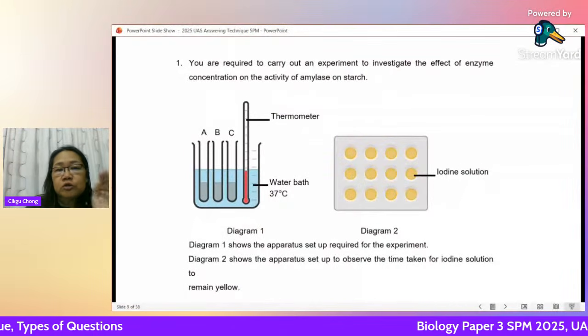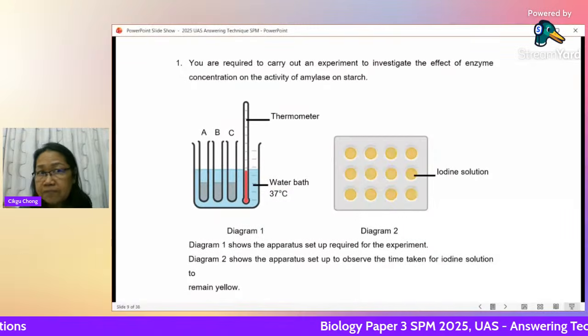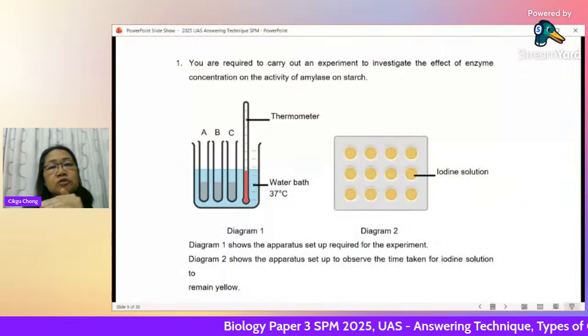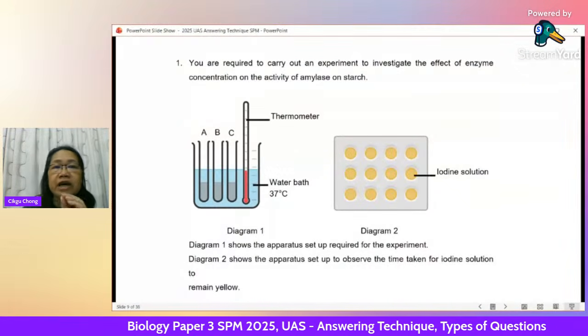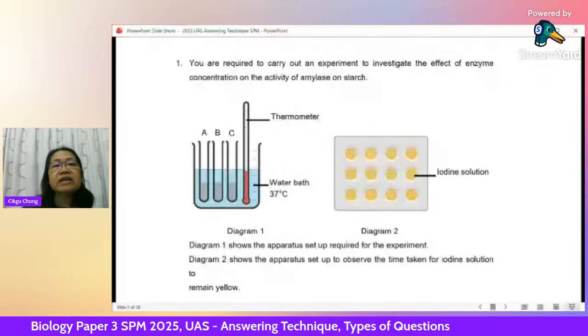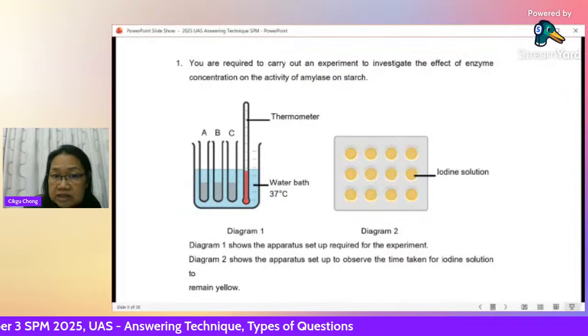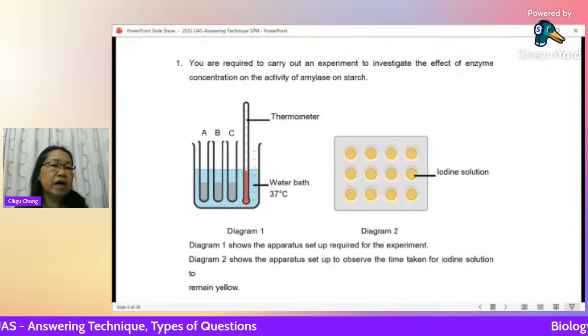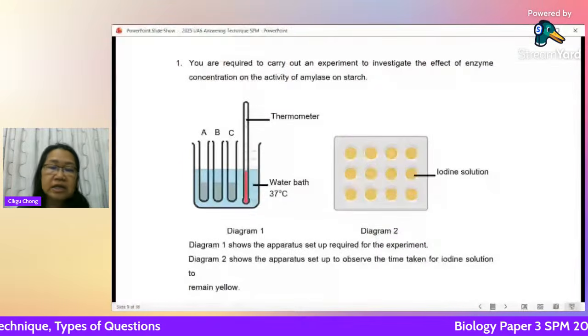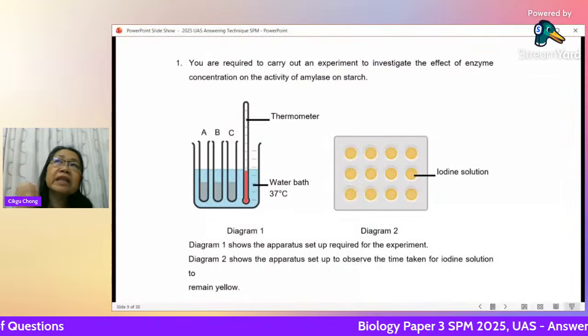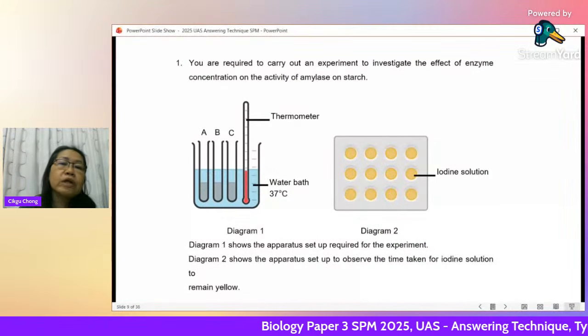Enzyme concentration. So you use different enzyme concentrations, and then you put them onto the same concentration of this starch, all right? Amylase concentration will be constant, and then you see which one will hydrolyze the fastest. Okay, take the shortest time. Okay, what do you need to write?